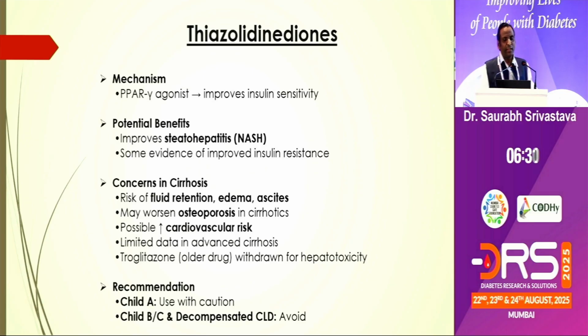Coming to thiazolidinediones, they improve steatohepatitis, so it is better if the patient is having NASH. The concern in cirrhosis is that there is an increased risk of fluid retention, edema, ascites. It can worsen osteoporosis and can possibly increase cardiovascular risk, and there is limited data in advanced cirrhosis. So in Child-Pugh A, it can be used with caution, but in B and C and decompensated CLD, it should be avoided.